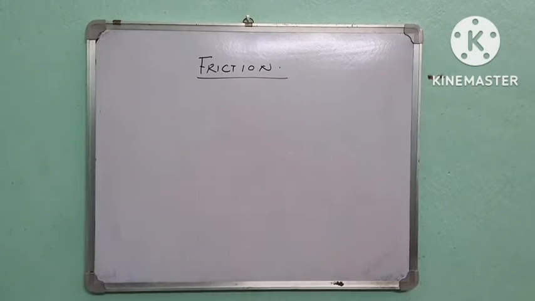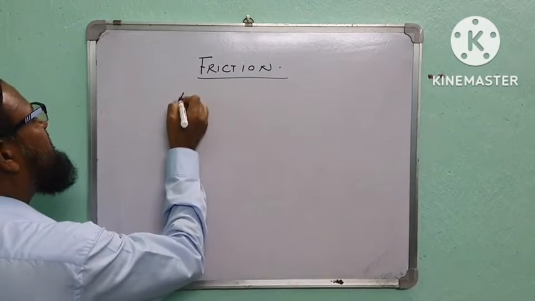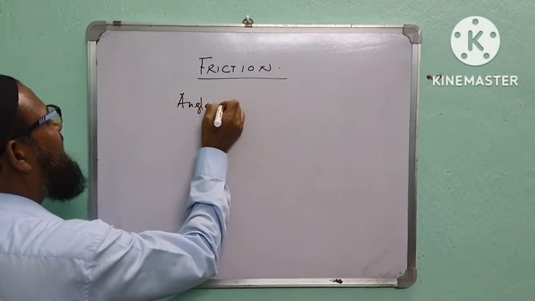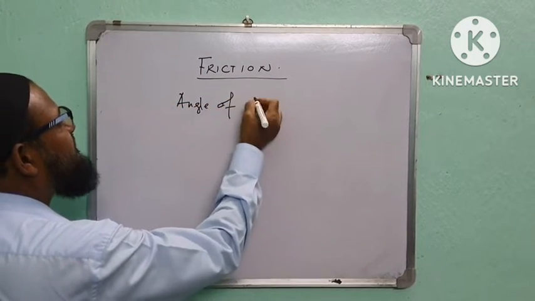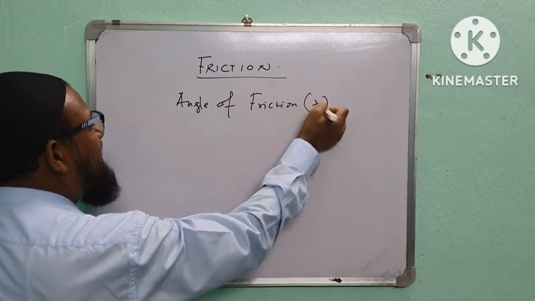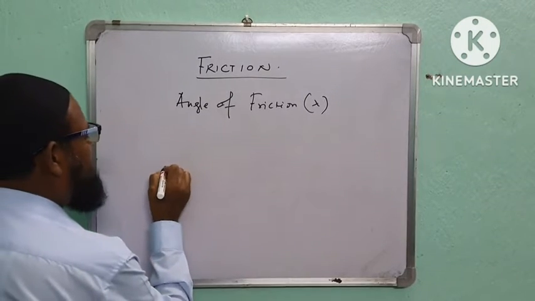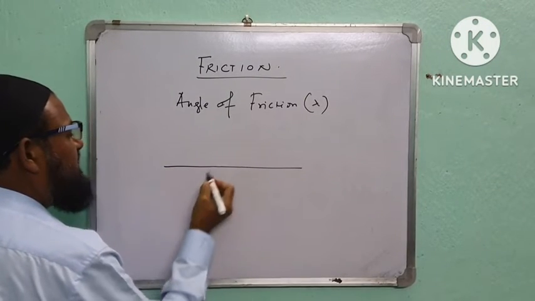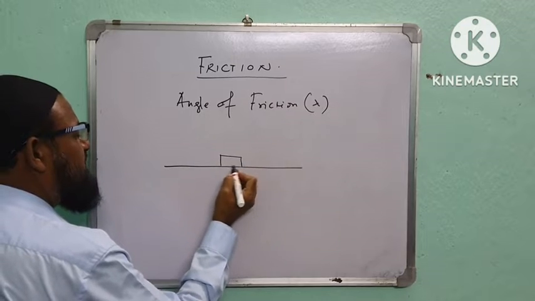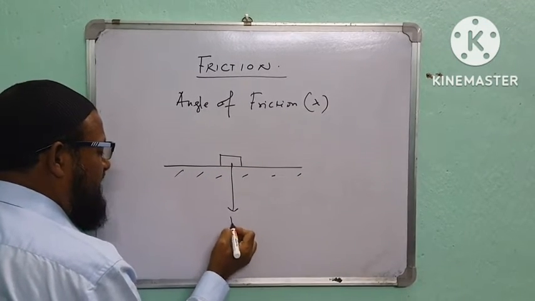Friction. The first thing is angle of friction. This is denoted by lambda. Angle of friction. What is this? Please see here. The body is here. This is the ground.